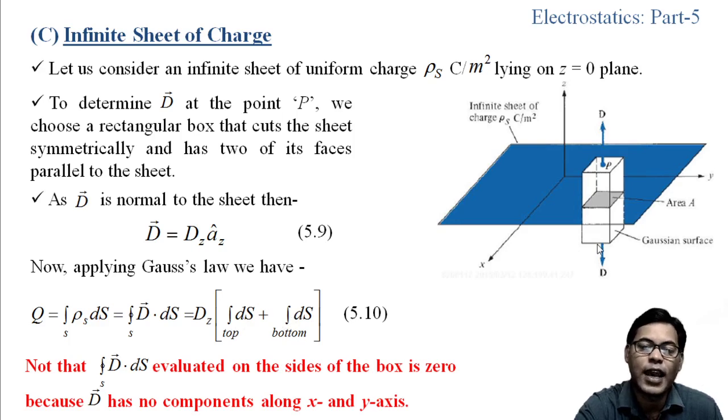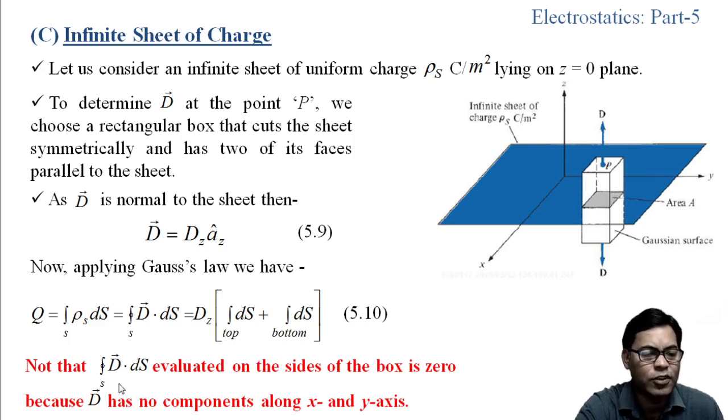Here you can see that the component of D along the other sides of the rectangular box will be 0 because it is tangential to that point, that is why it is 0. So only the normal component of D we have to consider. So that is why equation 5.2 is valid.